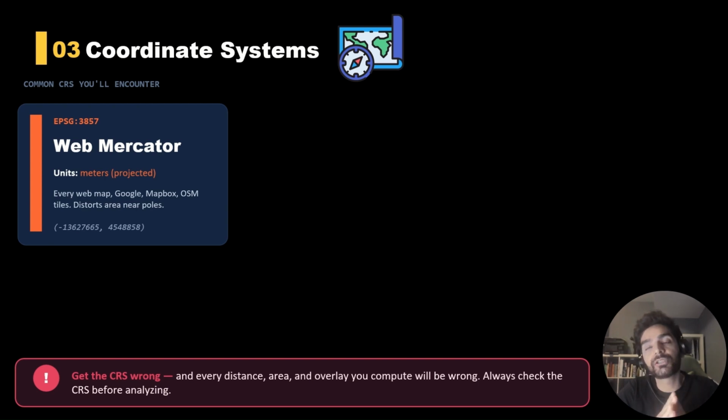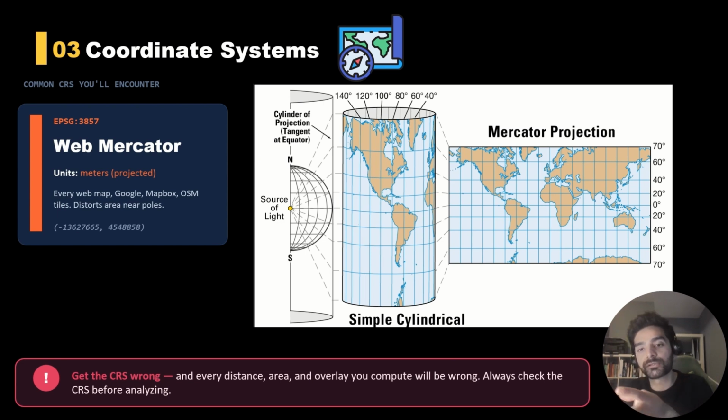Areas become exaggerated as we move toward the poles. So Greenland looks much larger than it really is compared to countries near the equator. Web Mercator is excellent for visualization, but we should be very careful using it for analysis, especially if we have some area calculation in our analytics.